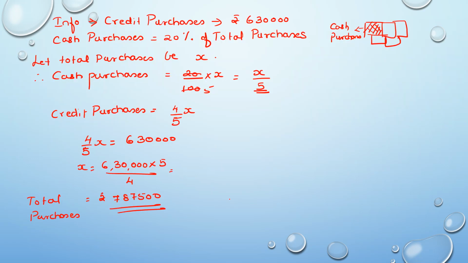Suppose they ask you what is the value of the cash purchase in the question, then it would be simple. That is not asked in this question, but if it is asked, it is nothing but 7,87,500 divided by 5. We are substituting it here. So we get 1,57,500 as the cash purchases.